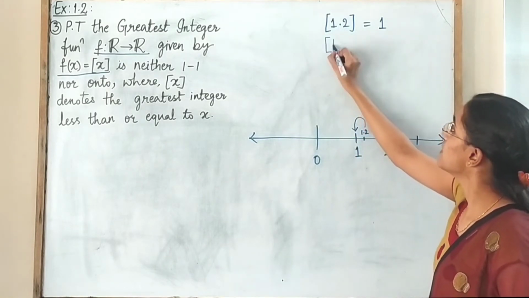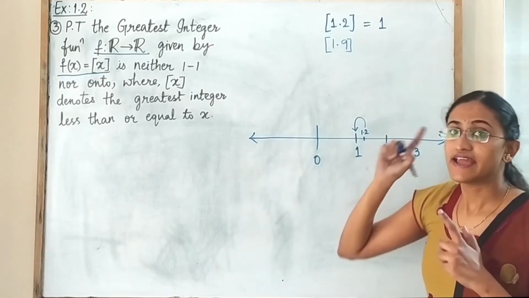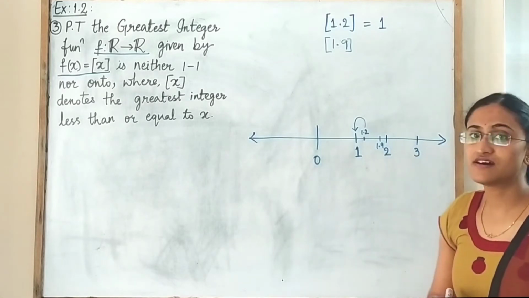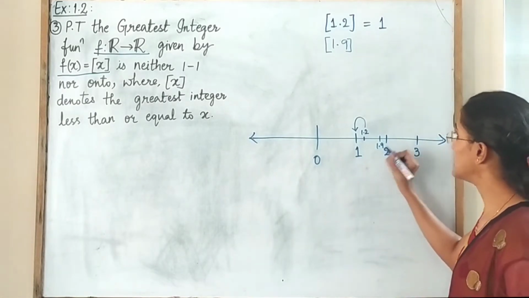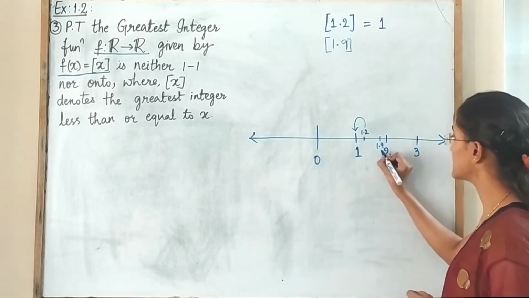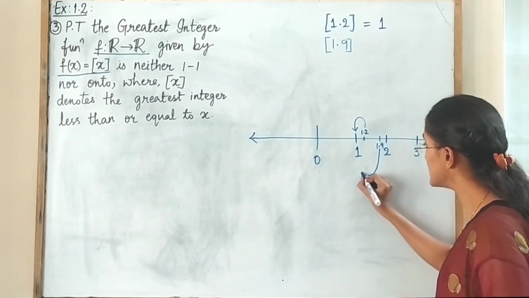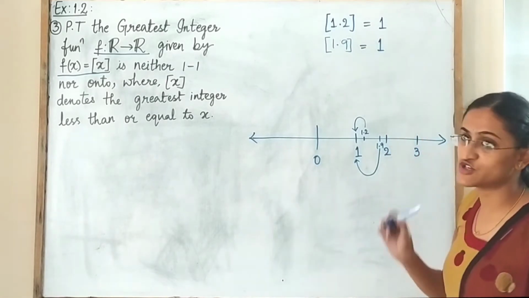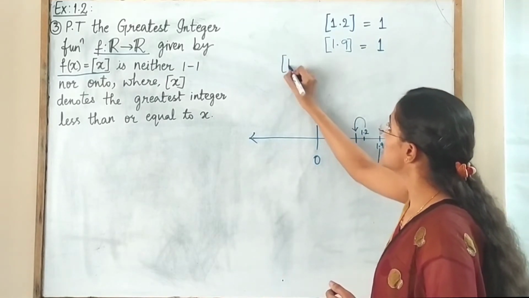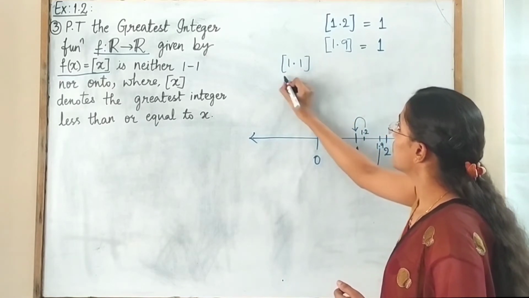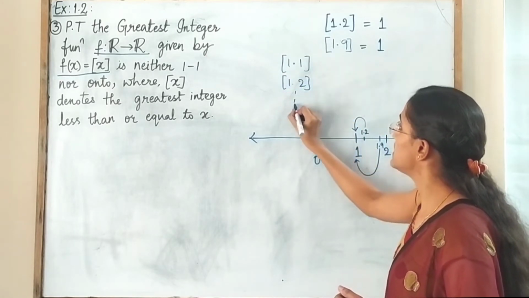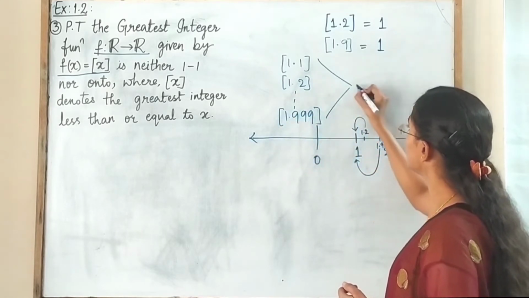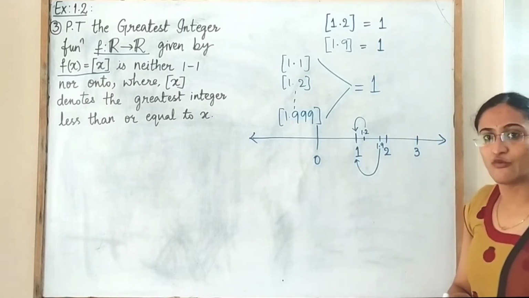Now, if I am writing 1.9, the integer which is less than 1.9, don't confuse it with the round off concept. The greatest integer function of 1.9 is nothing but the integer which is less than 1.9. Therefore, the value of this will also be equal to 1. And therefore, you may note that the values of 1.1, 1.2 until 1.999, the values of all these will be equal to 1 itself.